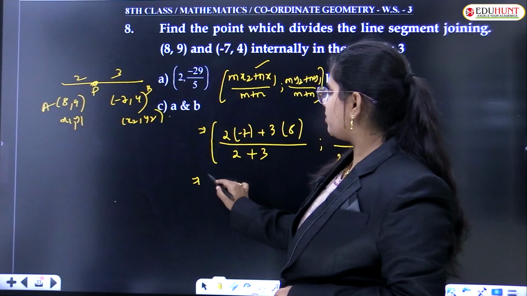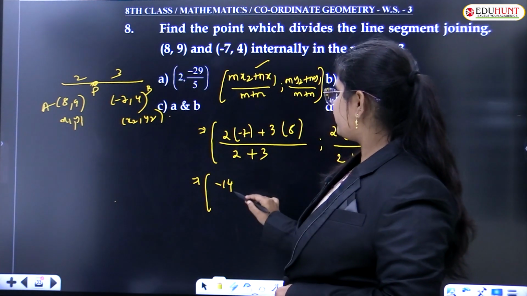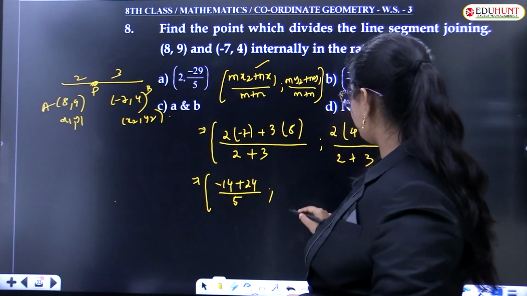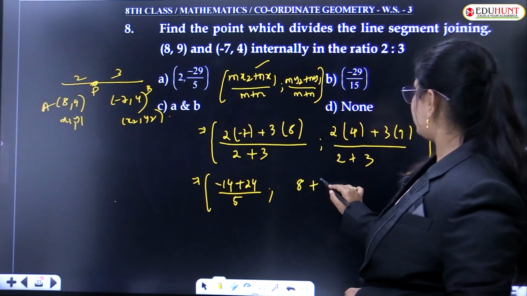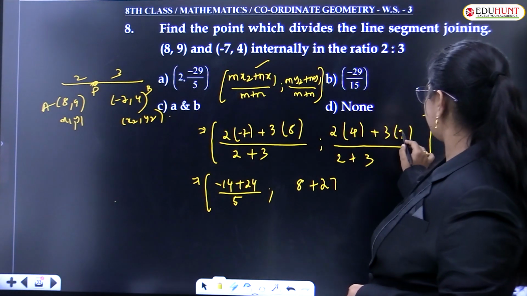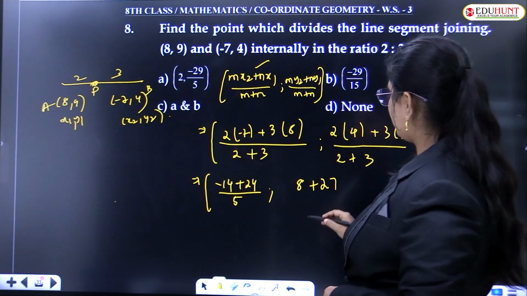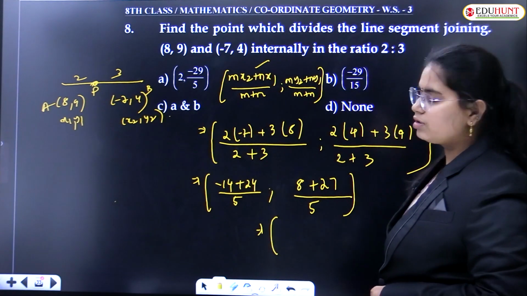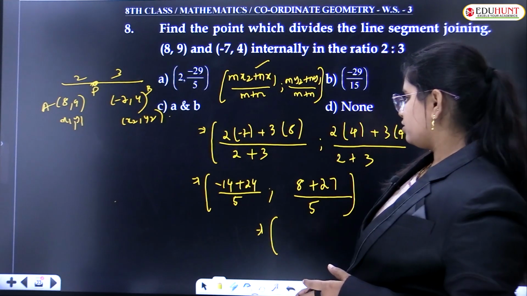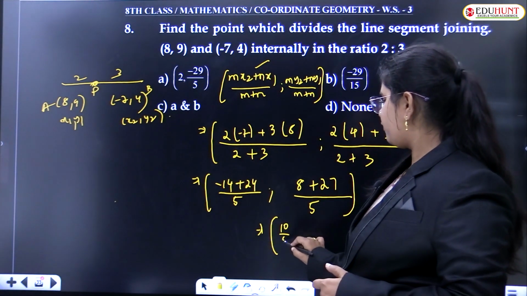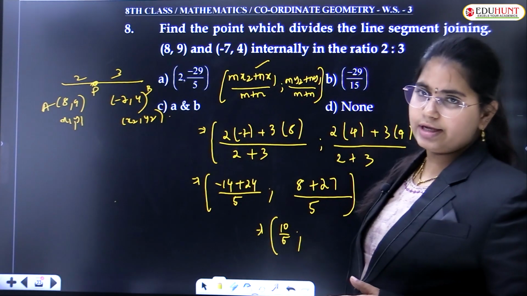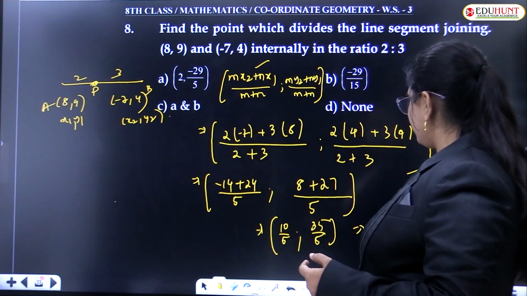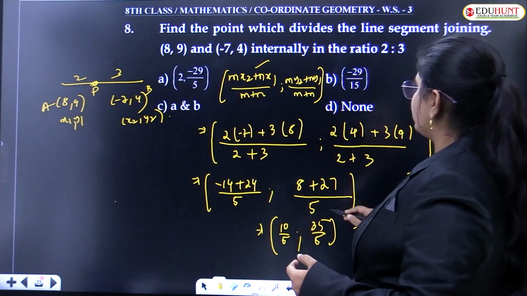Just simplify this. Plus into minus: minus 2 sevens are 14, plus 3 eights are 24, divided by 2 plus 3, which is 5. 2 fours are 8, plus 3 nines are 27, by 2 plus 3, which is 5 again. 14 plus 24 gives 10, right? 10 divided by 5 is 2, and 27 plus 8 is 35, and 35 divided by 5 is 7.